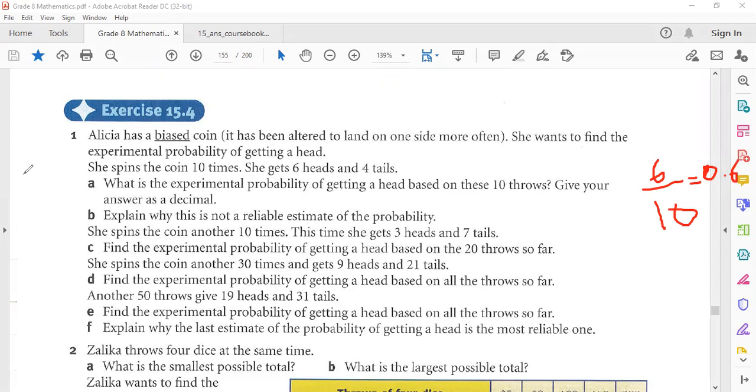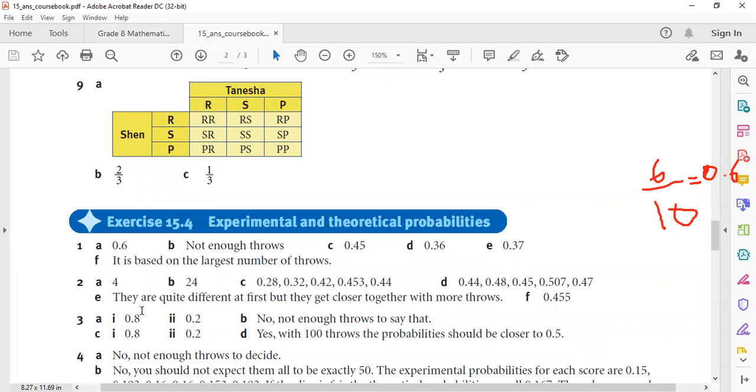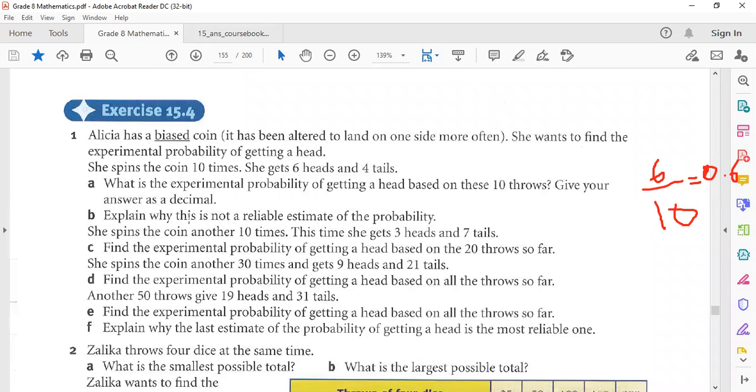Now explain why this is not a reliable estimate of the probability. She spins the coin another 10 times. This time she got 3 heads and 7 tails, because as already discussed, it is a biased coin. So no, sorry, it's not enough throws, so that's why we cannot write the answer properly. If she did 20 times, 30 times like that, she will get the proper answer.